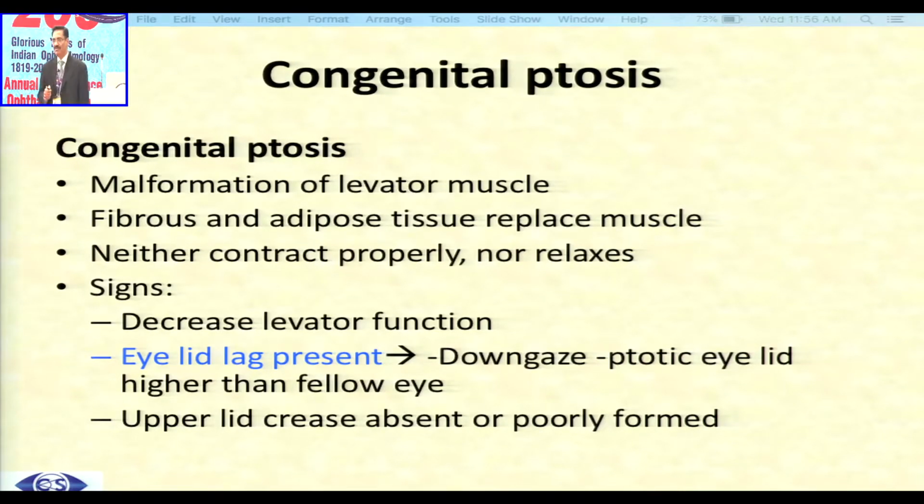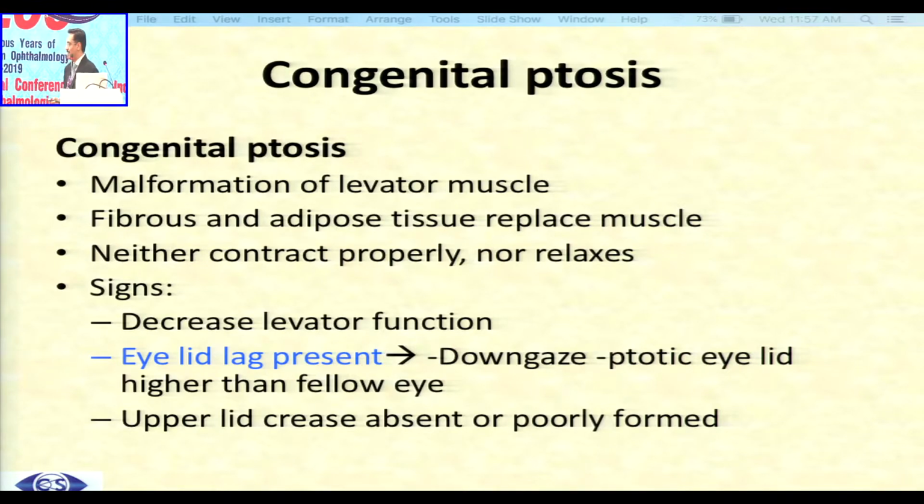If lid lag is there, you are 100% sure that the patient is having congenital ptosis, though around 25% of congenital ptosis patients do not have any lid lag. So, absence of lid lag will not tell you that a person is having congenital ptosis, but presence of lid lag will always tell you that a person is having congenital ptosis, because here the levator is dystrophic and the patient is not able to relax the eyelid also.